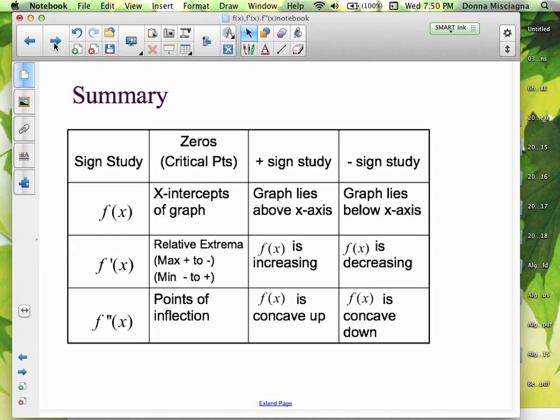Our second derivative, the zeros, are points of inflection. Where the second derivative is positive, our function is concave up. Where the second derivative is negative, our function is concave down. Right? So a little review.